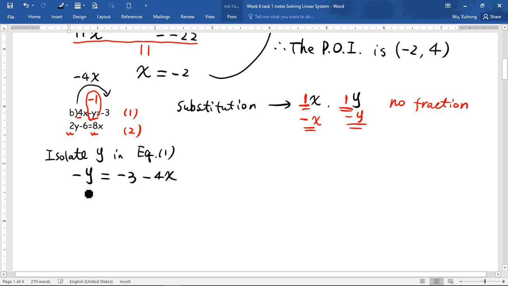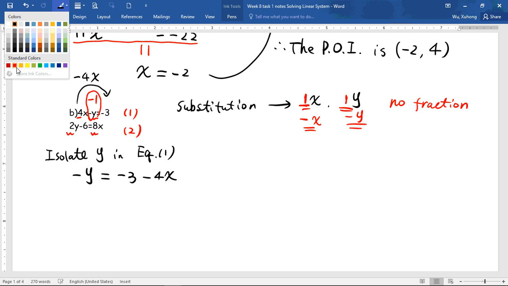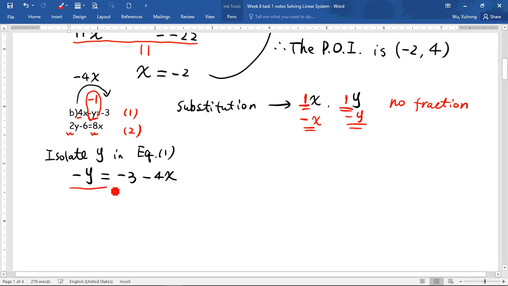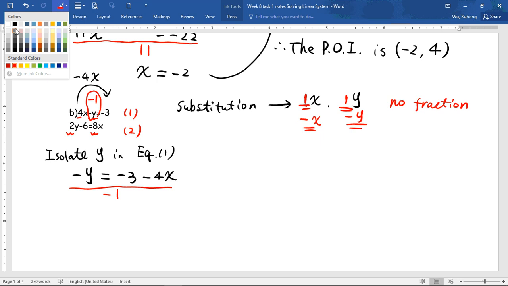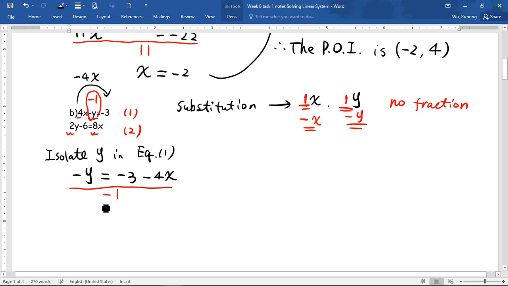And be careful, isolate y means y by itself. We don't want to see negative 1 at front. So we could move the negative 1 to other side. This is negative 1 times y. Opposite operation is divide. Then you are going to have negative 1 divided by negative 1 is positive 1y equals negative 3 divided by negative 1. You have positive 3. Negative 4x divided by negative 1 is positive 4x. And this one we call equation 3.